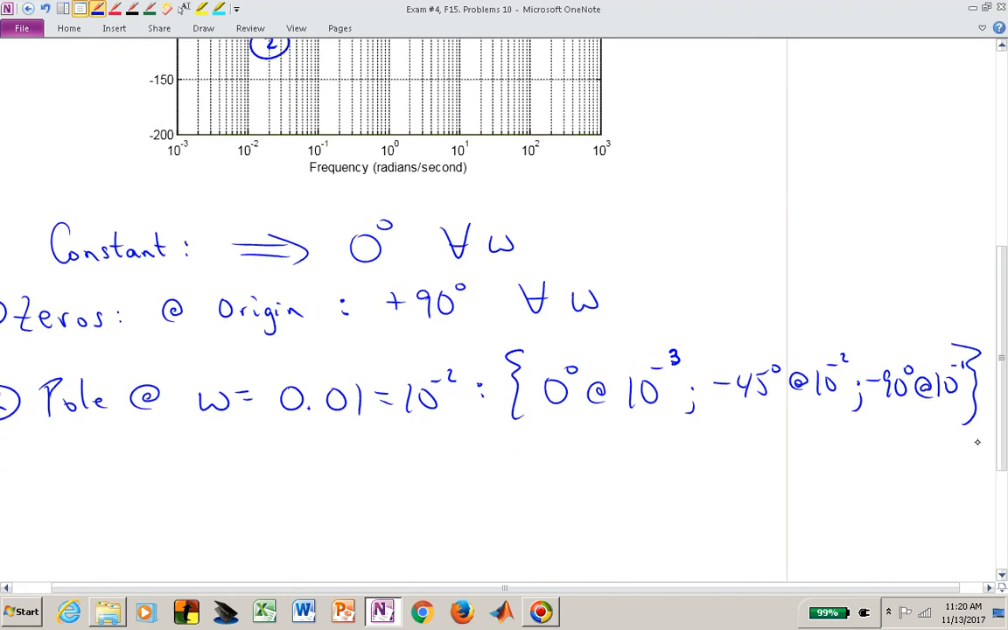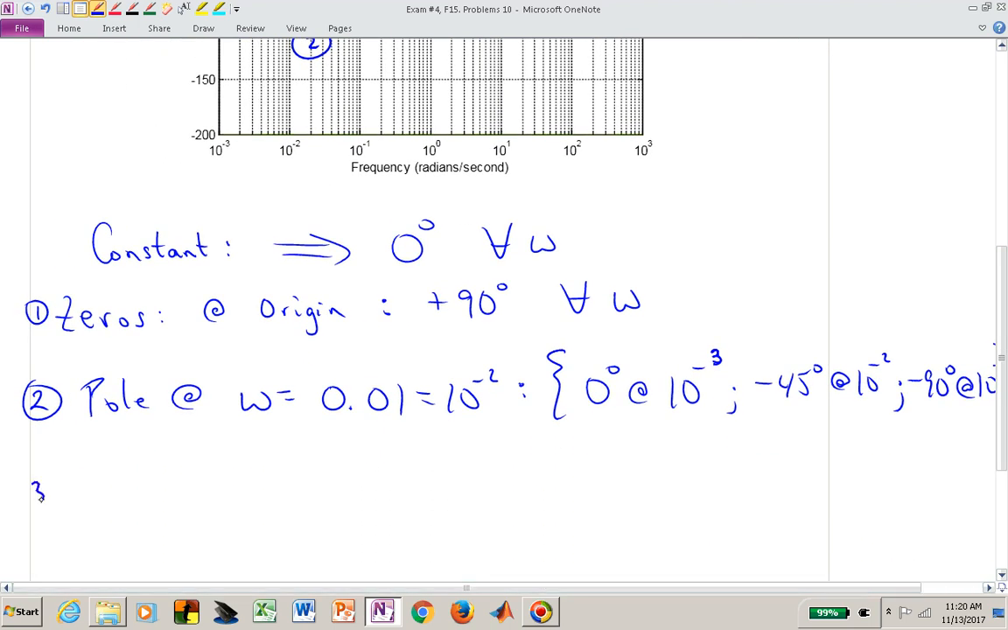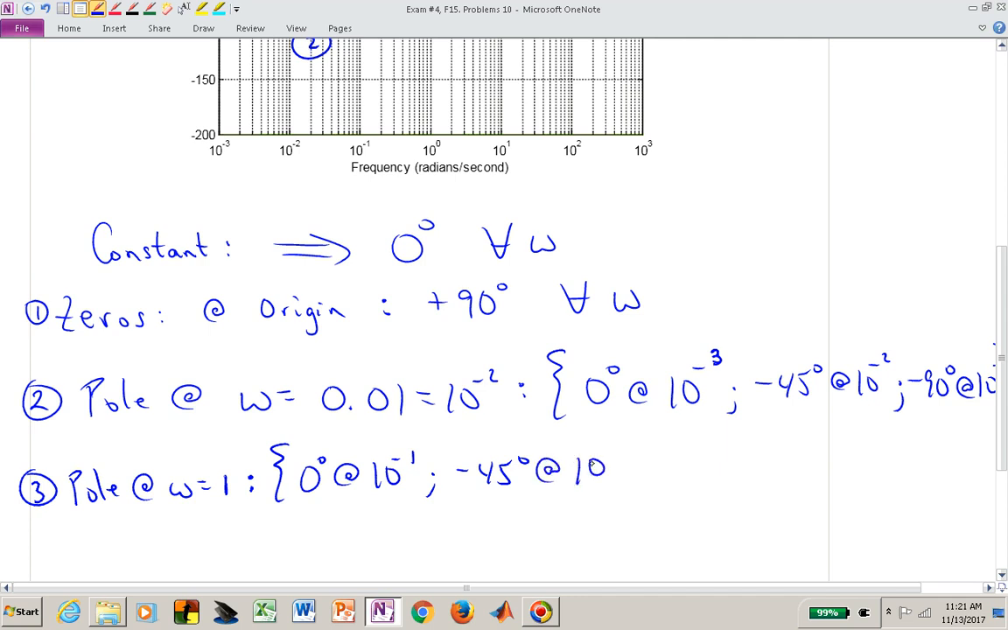Number 3, as we go to higher and higher frequencies, what do I experience? Now I find that pole at 1, and that's now going to give me 3 different values at 3 different frequencies. It will be 0 degrees a decade before 1. It will be minus 45. Again, it's a pole at 1, and then it will be 90 degrees a decade beyond 1 or at 10.